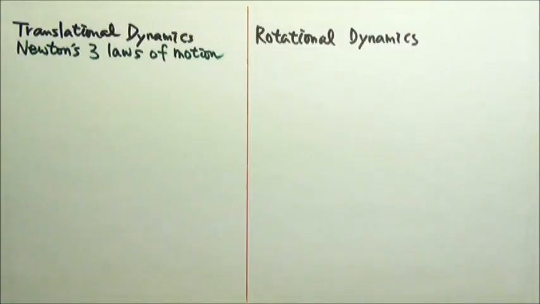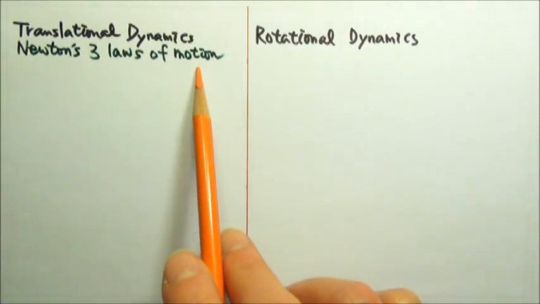In kinematics, we just learn to describe motion. In dynamics, we study how motion is affected by different things such as forces and torques. Let's start with Newton's three laws of motion.